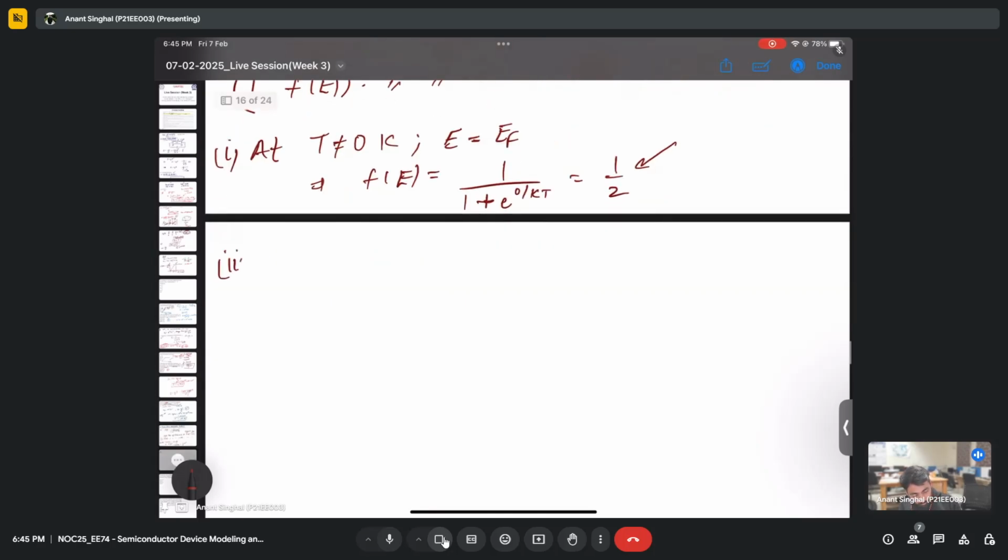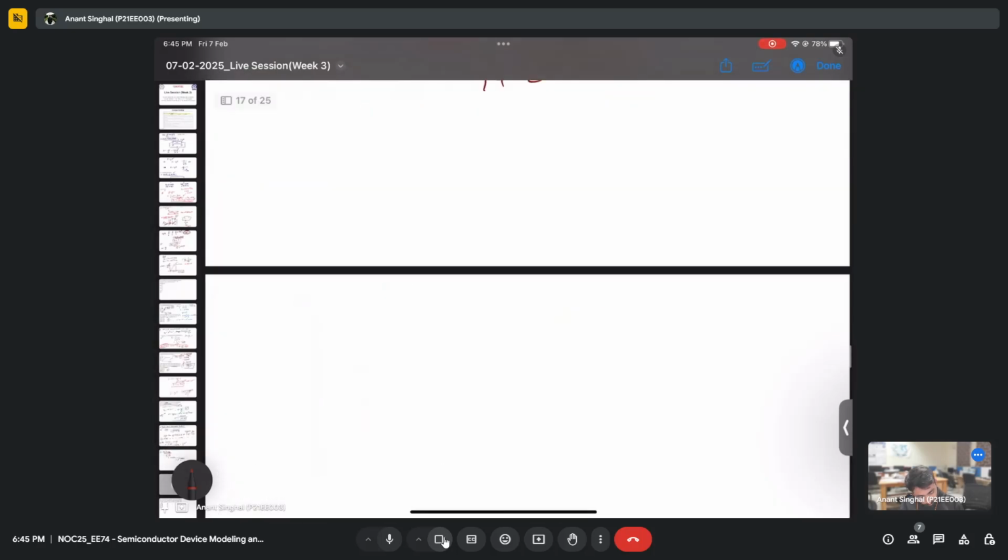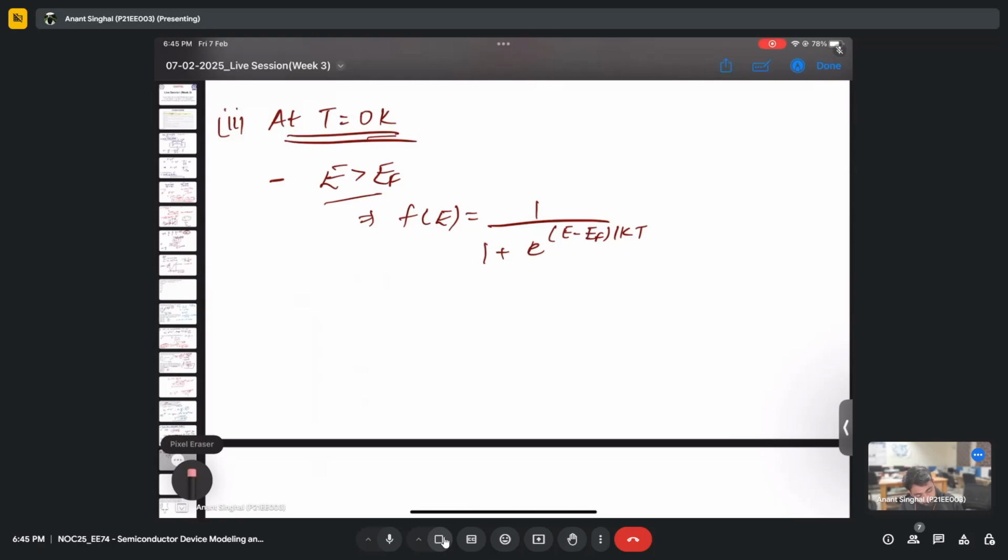That is the basic definition: the Fermi level is that energy level at which the probability of finding an electron is 1 by 2. Now if I take a second case, let's say I'm talking about 0 Kelvin, and the first case I'm considering is E greater than EF. So what I can write is Fe equals 1 upon 1 plus exponential of E minus EF over KT. That is the formula. So what will be Fe at T equal to 0 when E is greater than EF? Any idea?